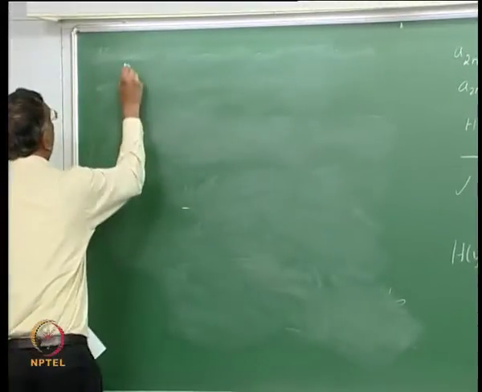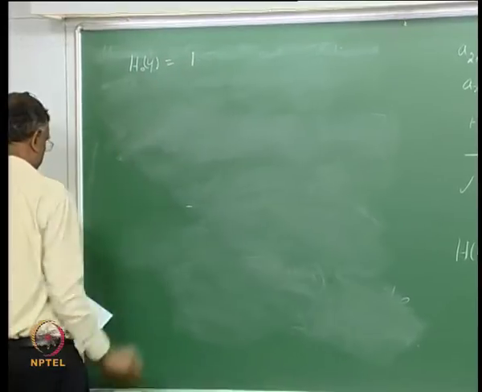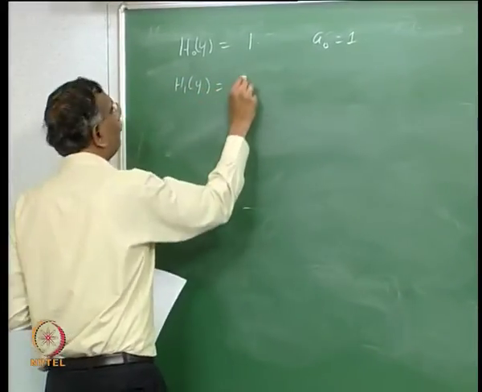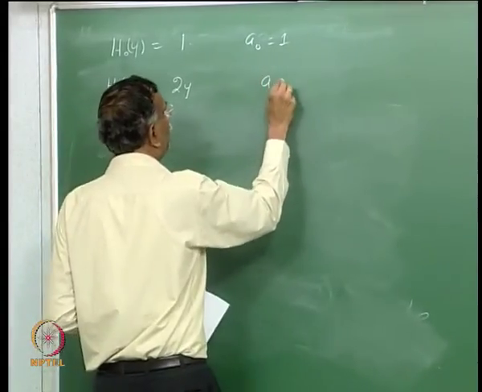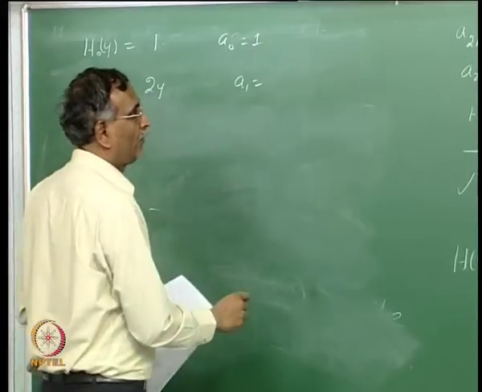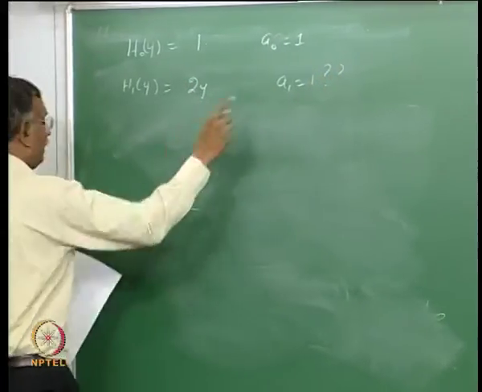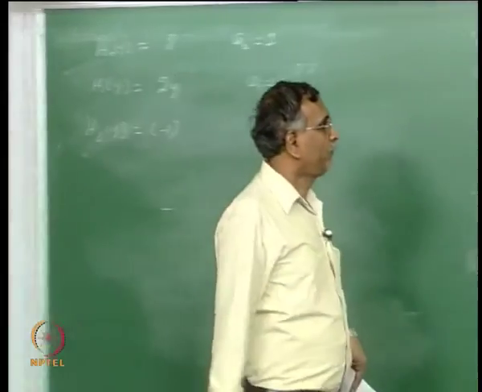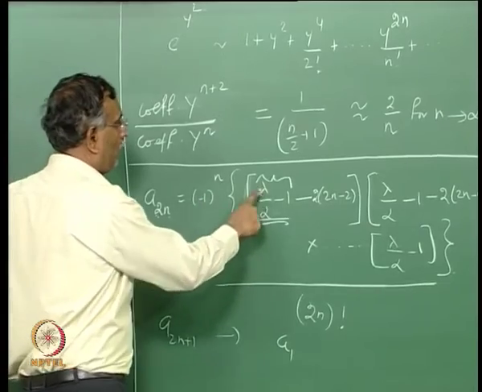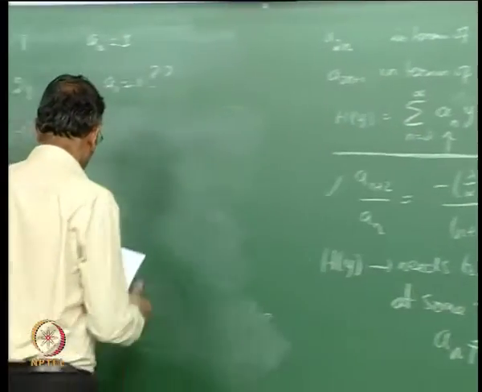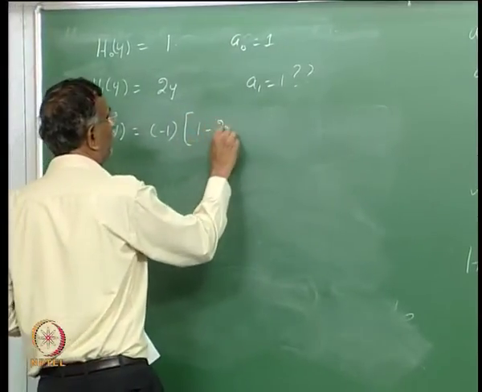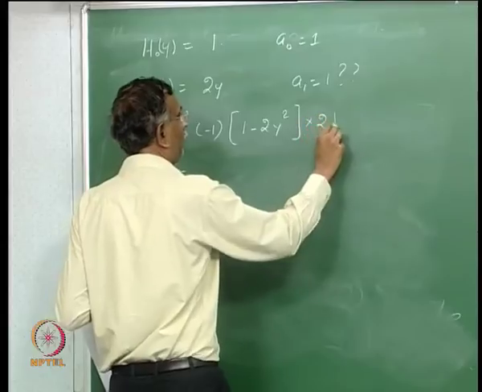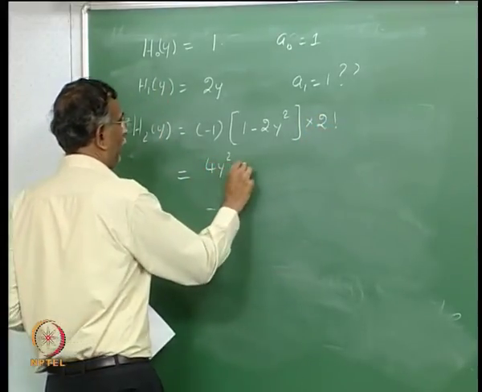H naught of y is 1. We assumed a naught to be 1. H1 of y is 2y. We have chosen a1 to be 1 again, I guess. Okay, I'll leave a question mark there. H2 of y is minus 1. You can see that a2, minus 1, lambda by alpha minus 1 is chosen already, and therefore what you have is 1 minus 2y square, which is 2 factorial, which gives you 4y squared minus 2.